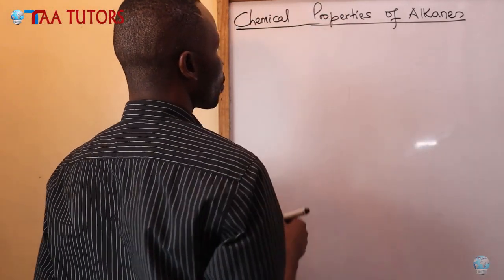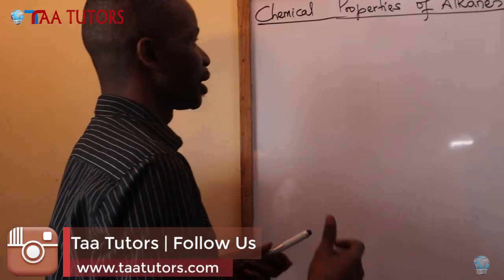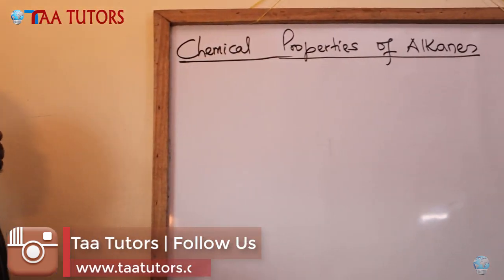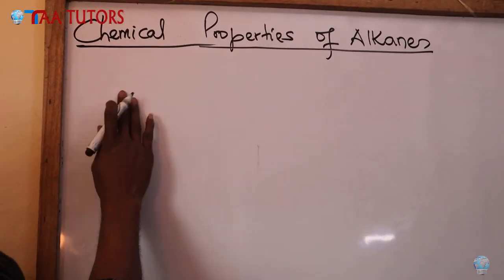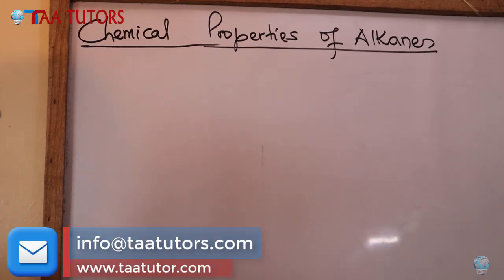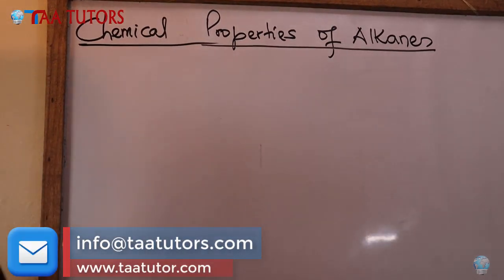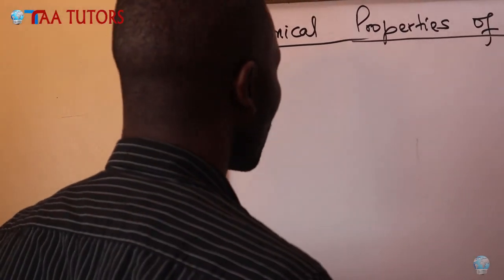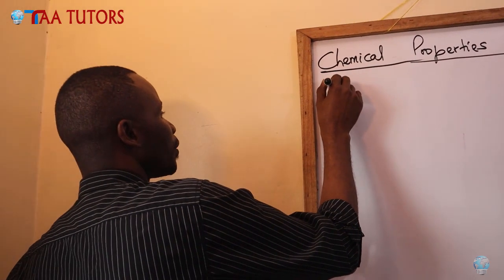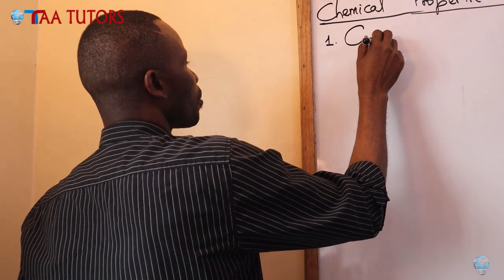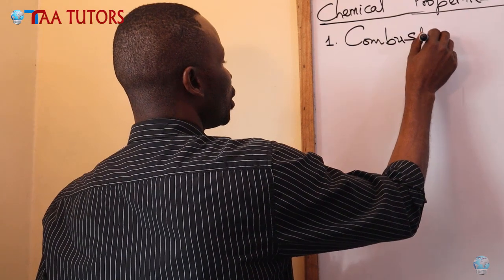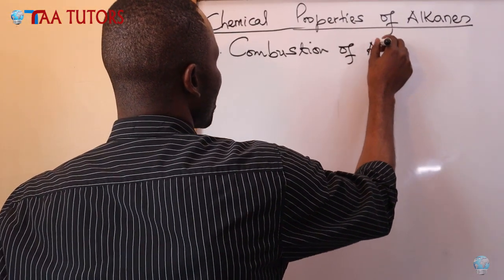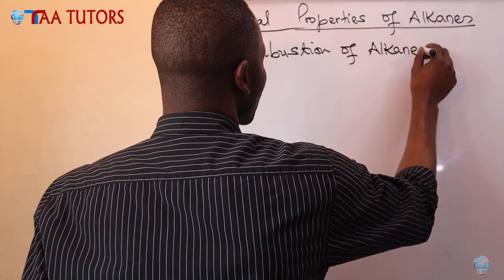I said that physical properties include things that we can see, things that we can tie to our five senses, and also things that we can measure. But chemical properties involve how these alkanes react. They involve chemical reaction, where the products and the reactants are totally different, and sometimes they are irreversible. So the first chemical property we want to talk about is combustion, meaning burning in oxygen. Combustion of alkanes. How do alkanes burn in oxygen?